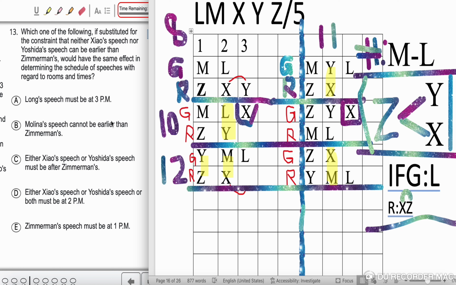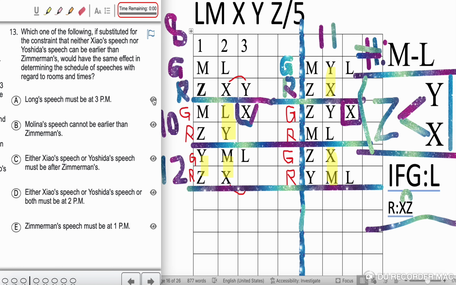The way that I do this is I do a process of elimination. If I see it, I see it; if I don't, I don't. For example, it says L must be at 3 p.m. We see L at 2 p.m., so just go ahead and remove it. M speech cannot be earlier than Z. We see M and Z at the same time. We even see M after Z, so go ahead and remove it.